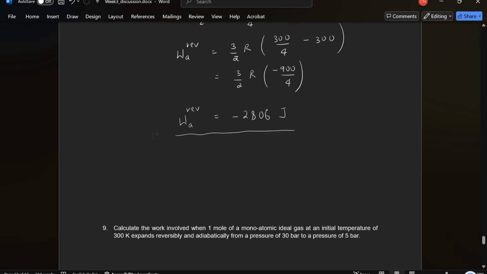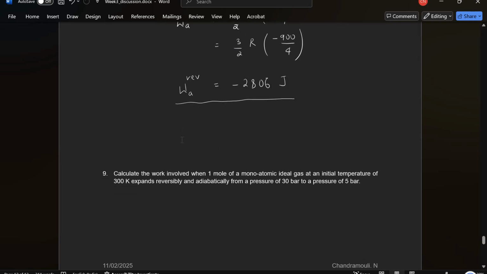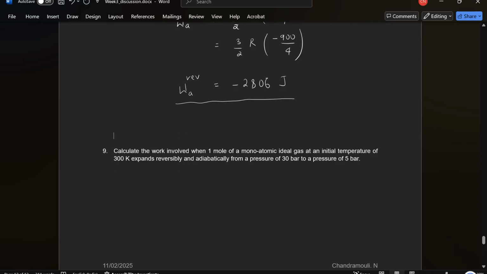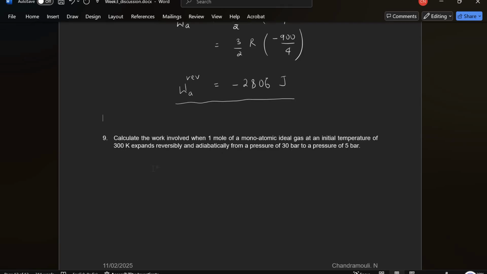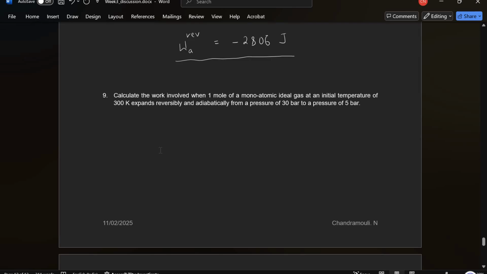All right. So this is the problem over here. Now the next problem is also on similar lines, where we are going to calculate the work done for again 1 mole of a monatomic ideal gas at an initial temperature of 300 Kelvin, same as before. But instead of volume, what we have now is pressure. So we need to get the relation between pressure and temperature for an adiabatic process.